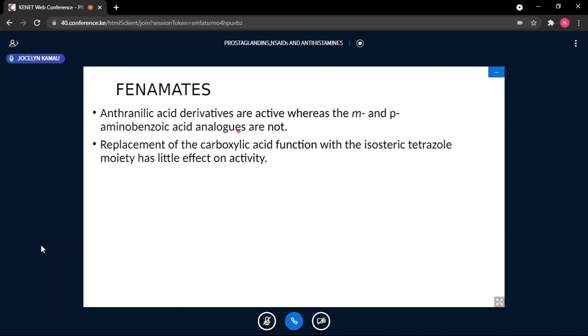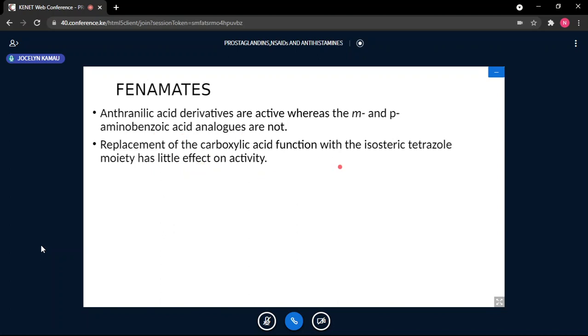So anthranilic acid derivatives are active, whereas the meta and para aminobenzoic acid analogs are not. It is anthranilic acid only when the amino group and the carboxylic group are ortho to each other. That is when you call it anthranilic acid. When it is meta or para, you will name it as a derivative of benzoic acid. So the carboxylic group and the amino group must be ortho to each other. Change of that position destroys activity.